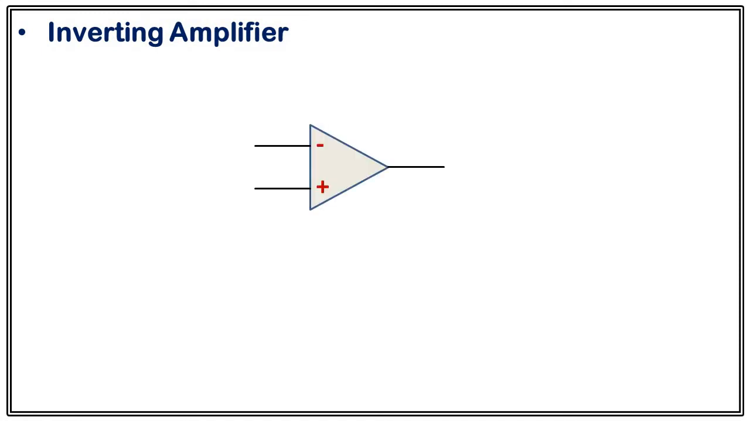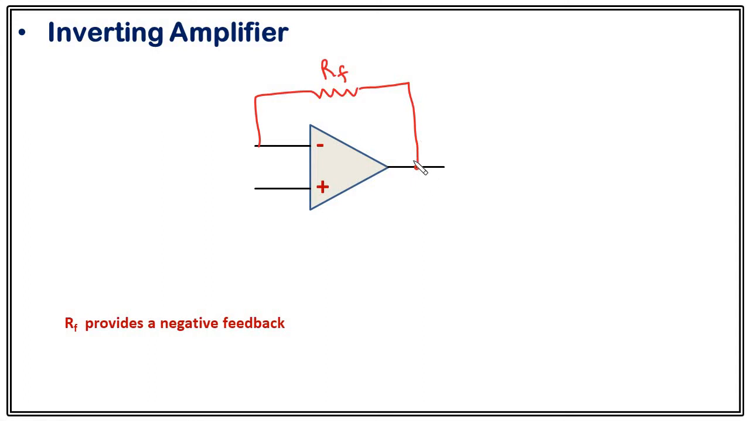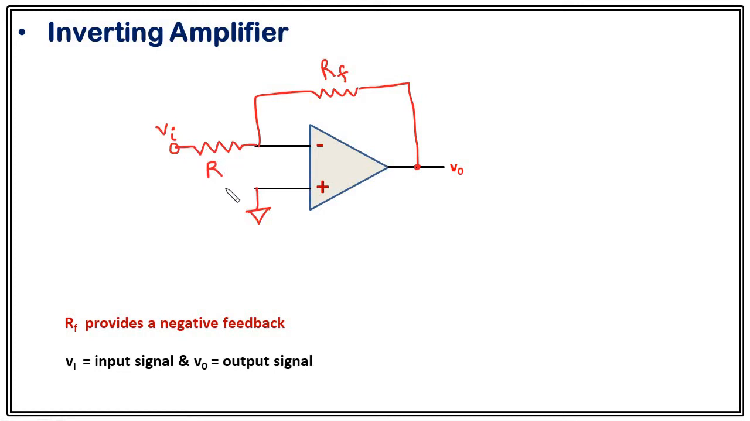This is a simple op-amp, and now I want to control the gain. So just connect a feedback resistance from the output terminal to the inverting terminal. Here RF is called the feedback resistor, and it provides negative feedback to the whole amplification system. Now let's assume that Vi is the input signal which is connected to this op-amp via resistor R, and Vo is our output signal.